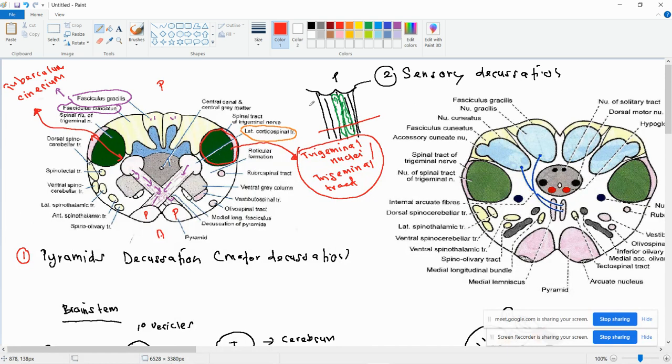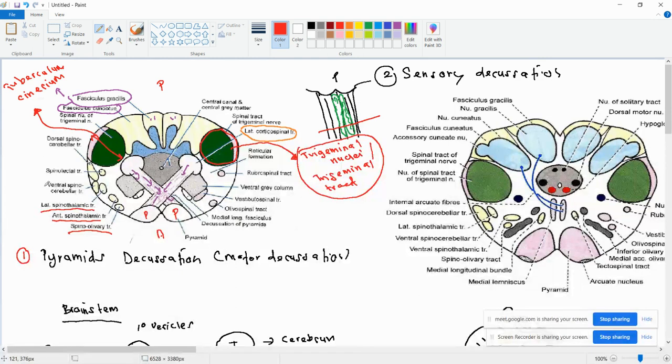Next, what other structures can you find in your class at the pyramid decussation? What you should know are the tracts. Any brainstem structure must have tracts passing through. Based on this you can see the most anterior here, the spino-olivary tract. Posterior, you have the anterior spinothalamic tract. Further posterior, the lateral spinothalamic tract, because all these are ascending tracts, or sensory tracts.